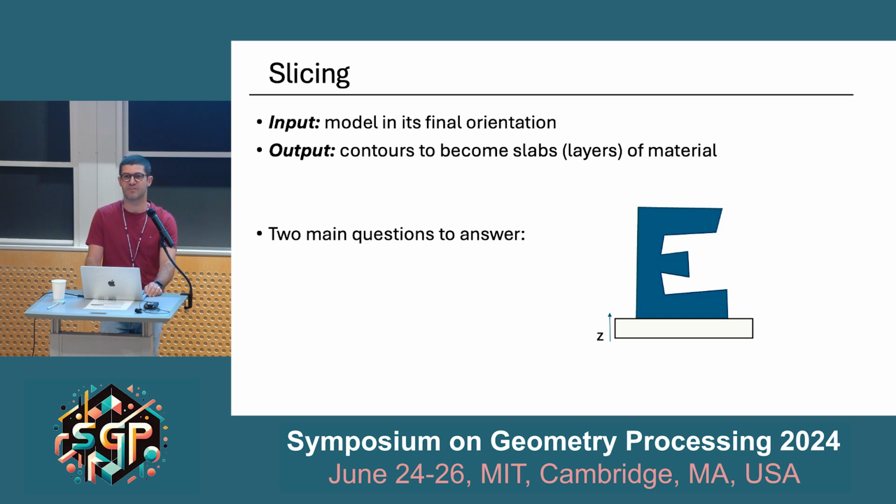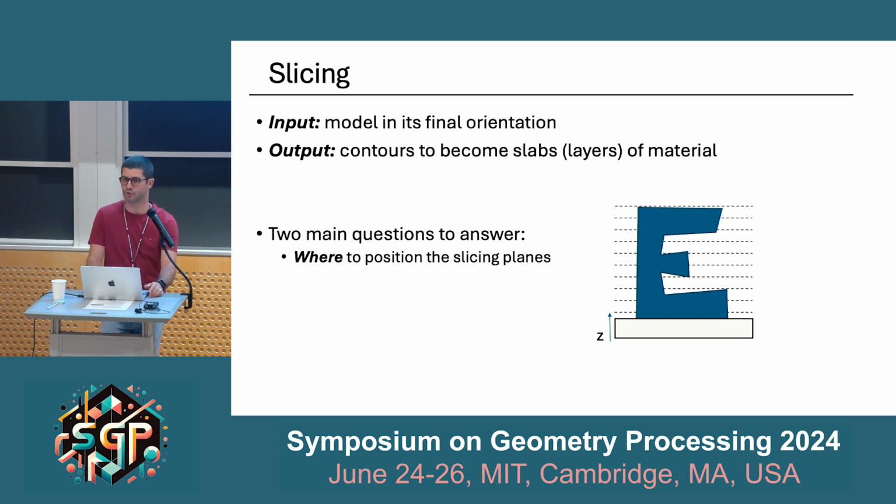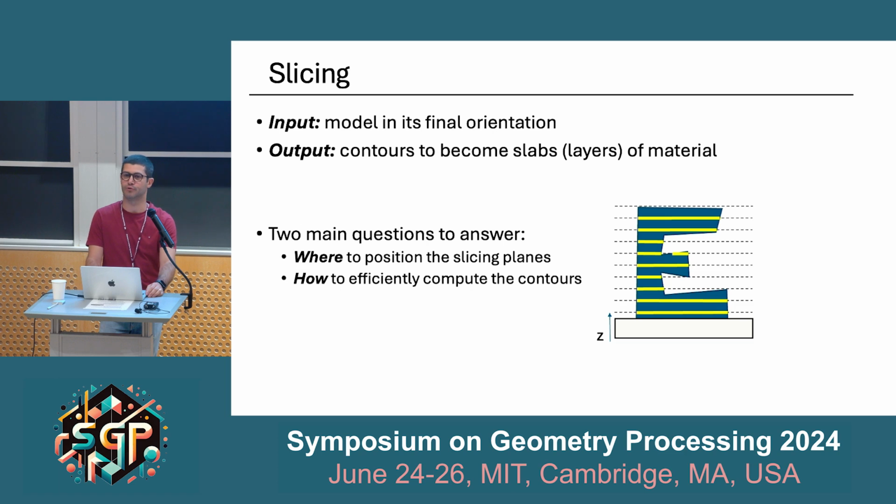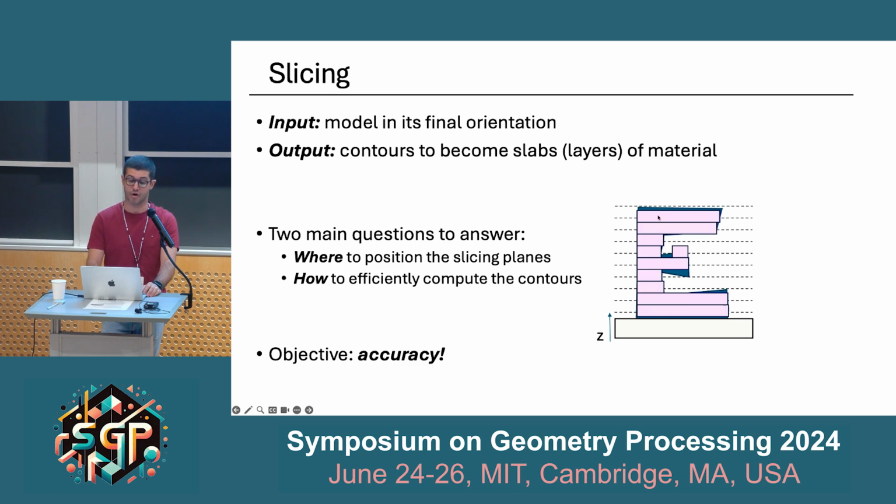In this part, we have mainly 2 topics to address. First of all, where do I position the slicing planes that are going to define my contours? And secondly, how do I efficiently compute these contours? Because I need to intersect the slicing planes with my mesh, right? The objective that we have, of course, is accuracy. We want to be as accurate as possible, because this is going to create an approximation of the geometry that we have in our mesh, and we want this approximation to be the best possible.